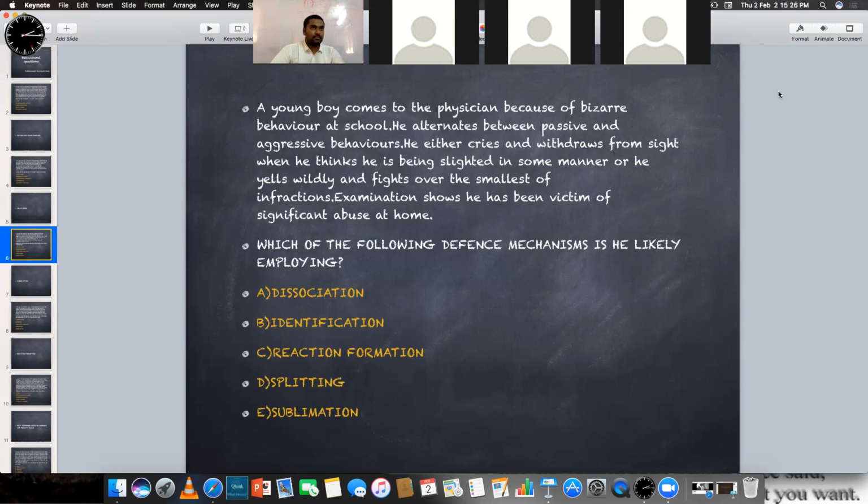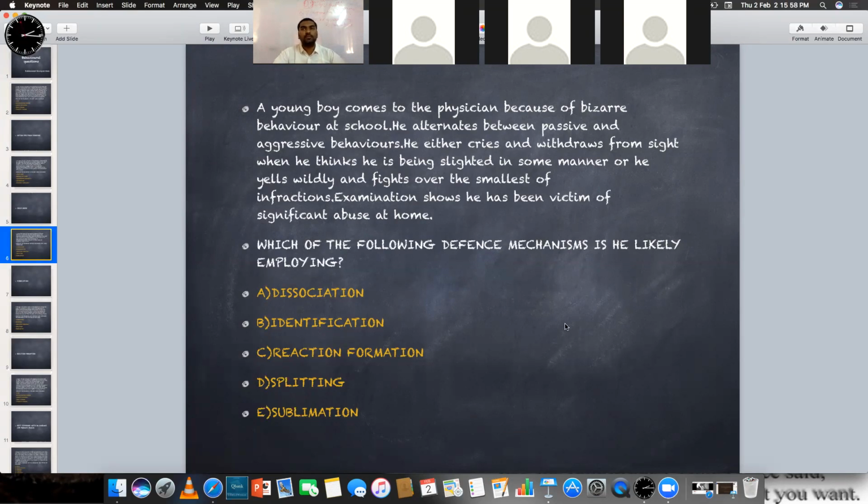Because of a particular behavior, you'll characterize him to be a good person, or you'll characterize him to be a bad person. It's your emotions that are coming out in splitting. Here, the behavior that you're showing is because of the other's behavior. It's the other person who is making you behave in either a passive manner or an aggressive manner. So that is the subtle difference between splitting and dissociation here.